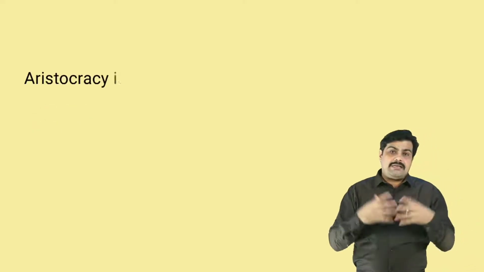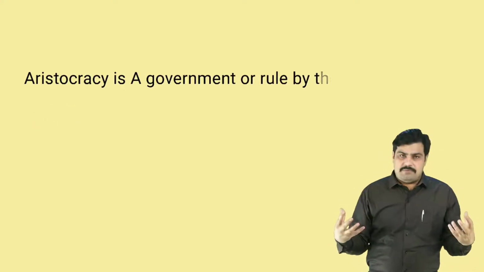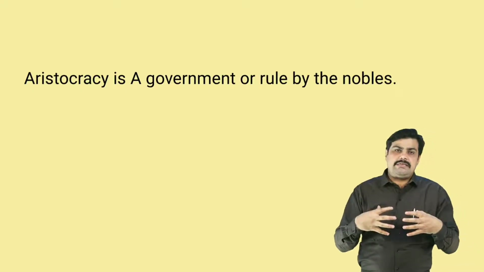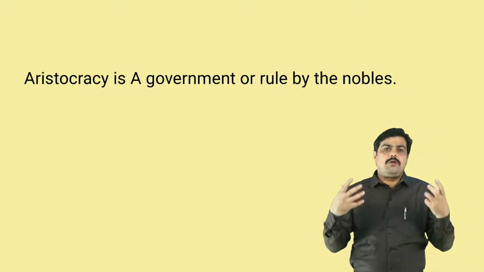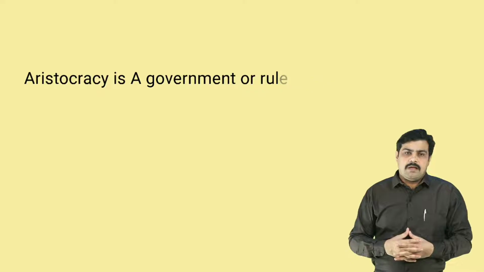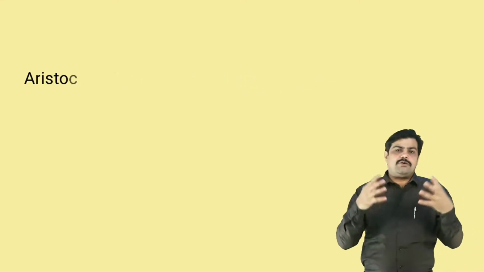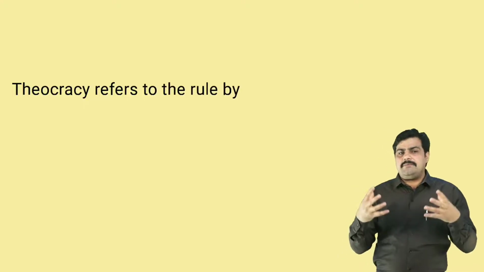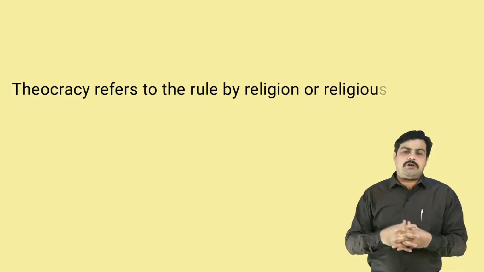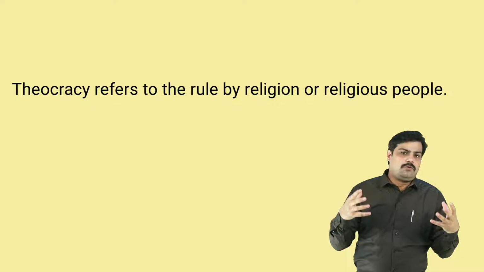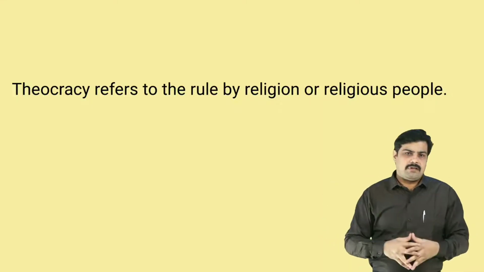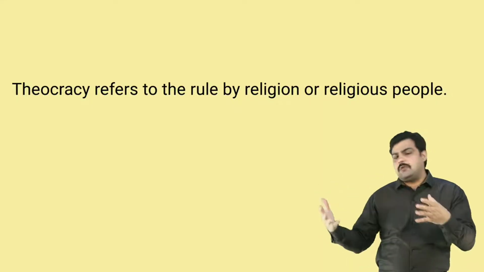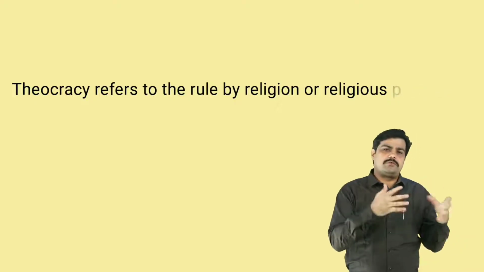Another is aristocracy. Aristo means noble people. So aristocracy is a government or a rule by noble people. Another important word is theocracy. Theos means religion and cracy means to rule. So theocracy refers to the rule by religious people. Like these, there are many other words formed on the same root.